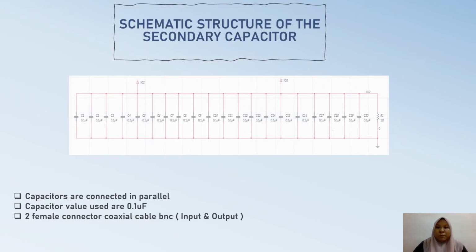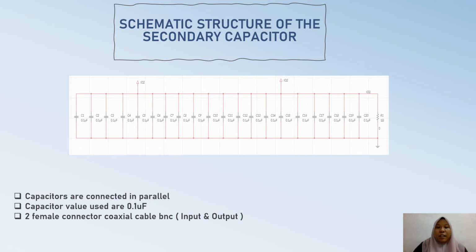Okay, for my last part is the schematic structure of the secondary capacitor. Okay, as we can see in the circuit, we use 20 capacitors, and the values are 0.1 microfarad. Okay, all the capacitors are connected in parallel.